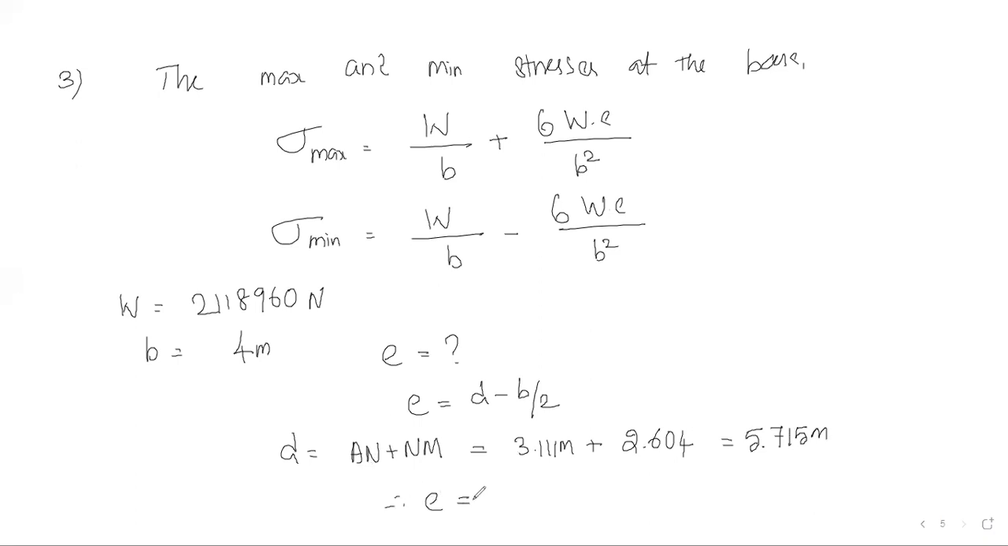Therefore, E becomes 5.715 minus B by 2. So B equal to 8 meter, divided by 2, minus 4. So it becomes 1.715 meters.